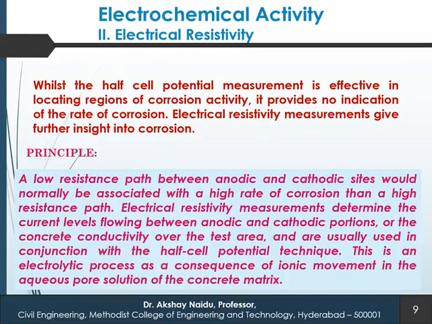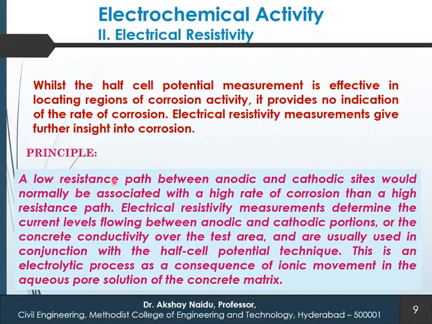Next test is electrical resistivity measurement. This also gives an indication of corrosion potential. So while the half cell potential measurement is effective in locating regions of corrosion activity, it provides no indication of the rate of corrosion. Electrical resistivity measurements, on the other hand, give further insight into corrosion. So both tests can be applied: half cell potential method to identify the regions of potential corrosion, and electrical resistivity measurement to give further insight into corrosion.